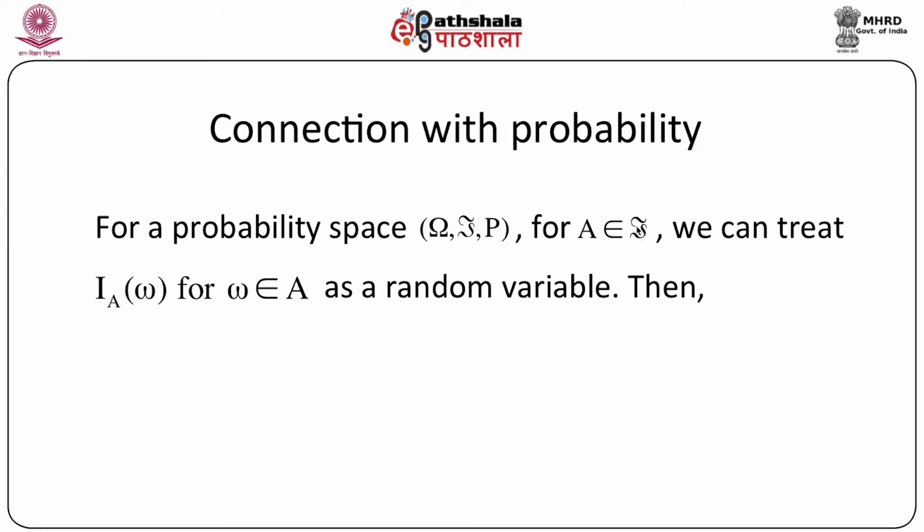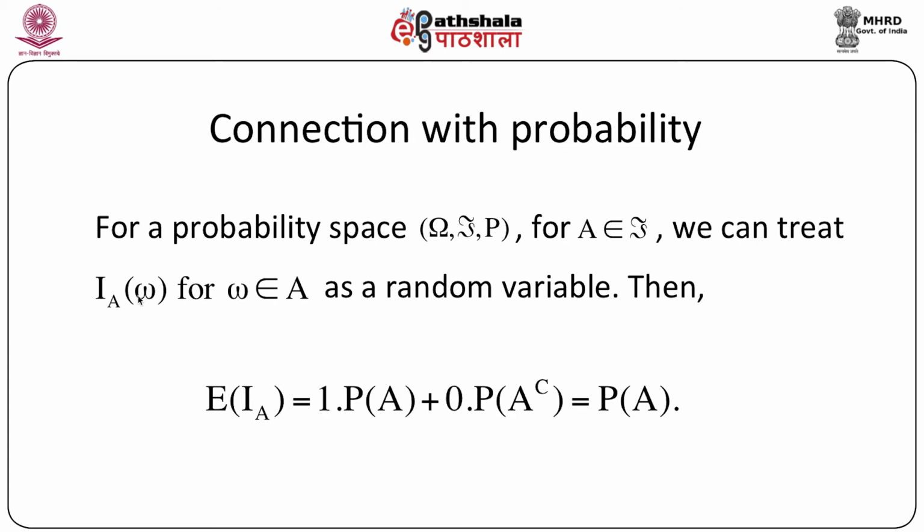Because now A belongs to script F and we have defined the probability measure, so this is the probability space. So we can easily treat I_A of omega as a random variable. Then if we take the expectation of I_A, what is it? 1 times the probability that I_A takes the value 1. Now I_A takes the value 1 means omega belongs to capital A, that means just probability of A, plus 0 times similarly the probability of A complement, which is nothing but probability of A.